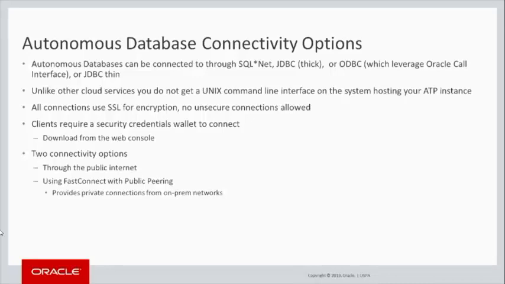JDBC and ODBC use the Oracle Client Interface calls OCI, and tools like SQLnet and Datapump use it to communicate with the database. All connections use SSL for encryption. No unsecure connections are allowed to the Autonomous Database. This is why clients require a Security Credentials wallet to connect.